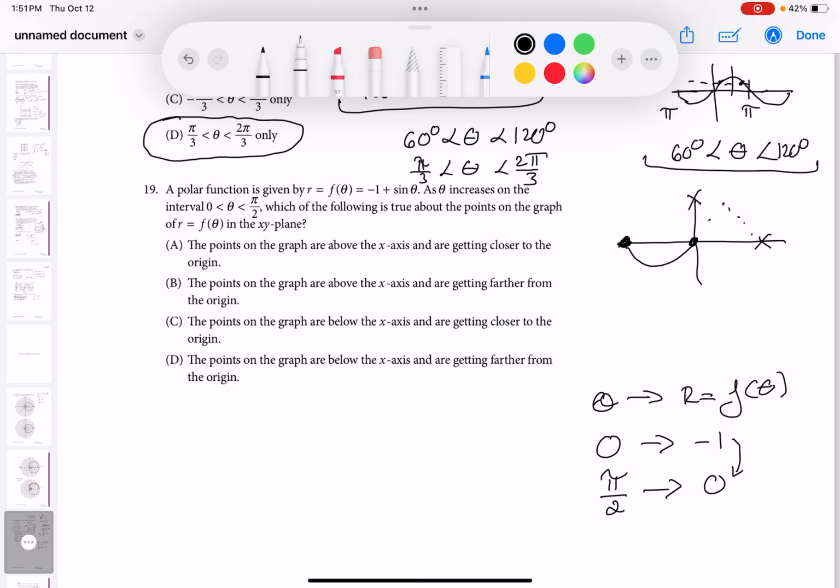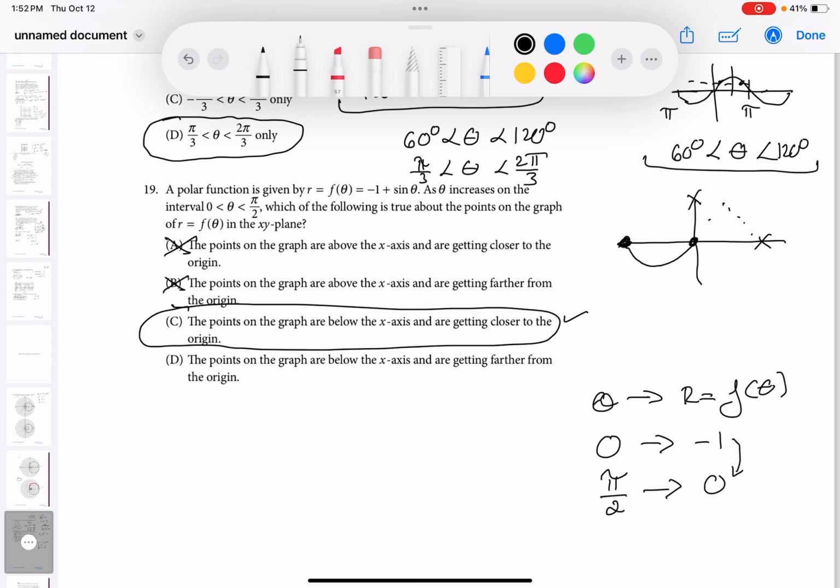All right, let's read what they're giving me. It says the points in the graph are above the x-axis. That's not true. They're below the x-axis. The points on the graph are below the x-axis and are getting closer to the origin. Well, this one's possible, and that's certainly true. Let's go to the next one. Points on the graph are below the x-axis and are getting... no, that's not true. So C is the only choice.